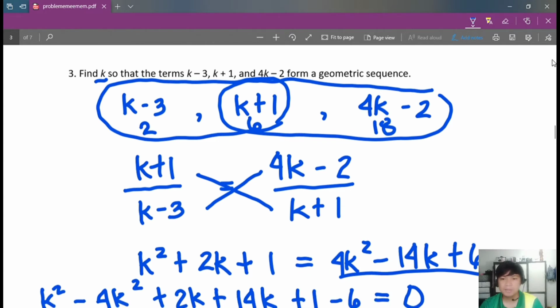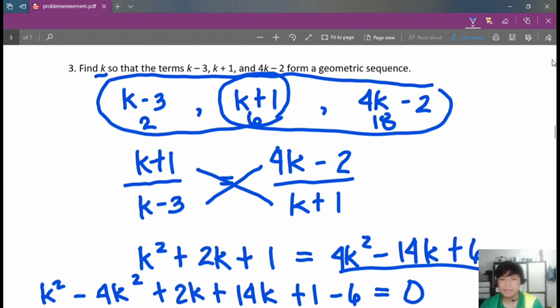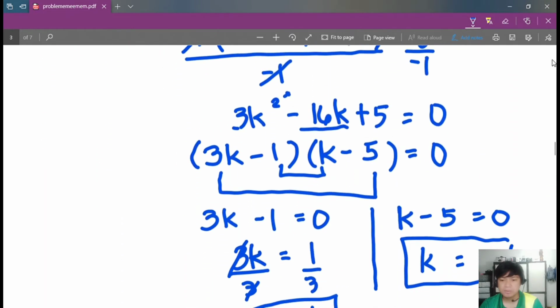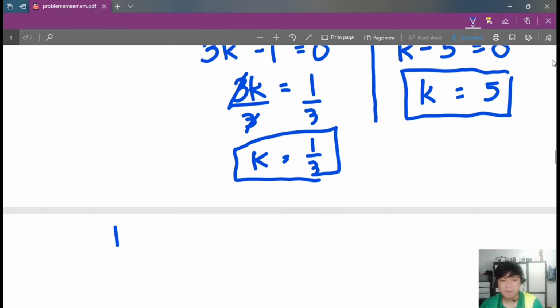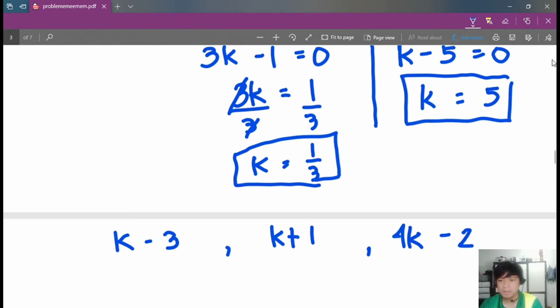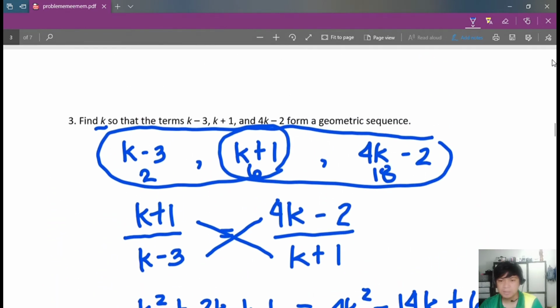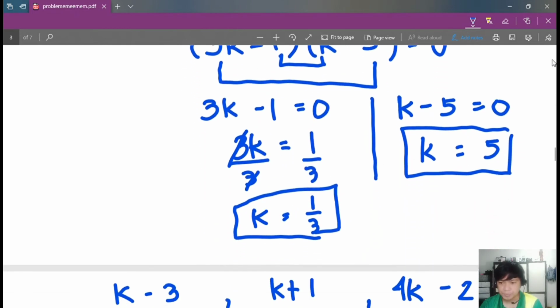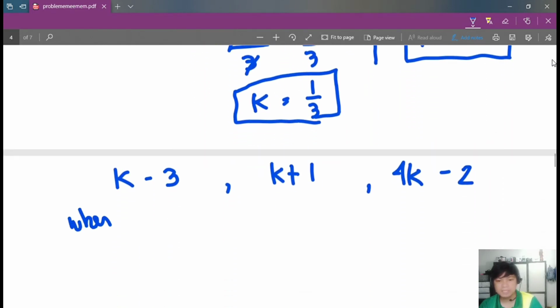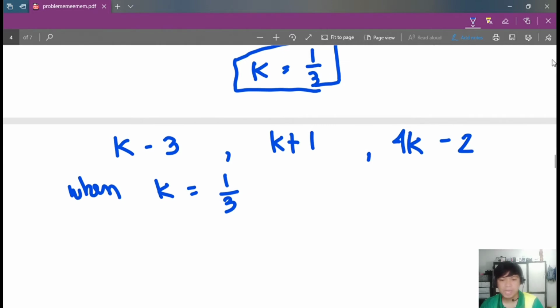Now let's try when k is 1/3. Let's write here what didn't fit there. What is our first term? k minus 3. The second term is k plus 1. The third one is 4k minus 2. Let's check: k minus 3, k plus 1, and 4k minus 2. These are our terms. When k is equal to 1/3, let's see the value. So k is 1/3, so 1/3 minus 3.